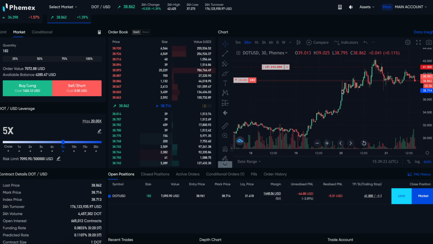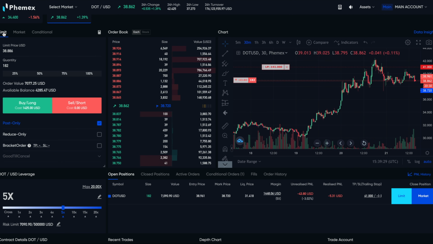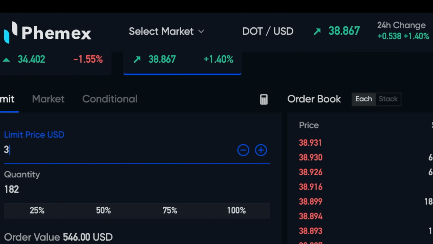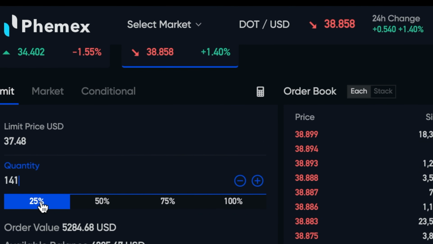Maybe the price is going to come down a little bit lower. Then you can come over here and we could switch to a limit, right? Because we can have multiple orders at once. So let's say that we want to actually pick the price. Let's say if it was to come back down here, around $37.47, right? So we could enter $37.48. Let's say we want to do another 25%.